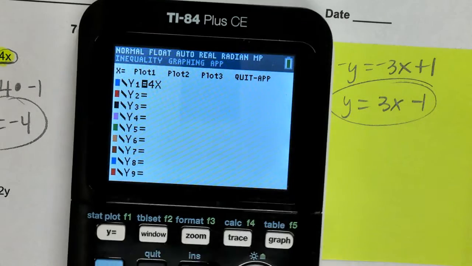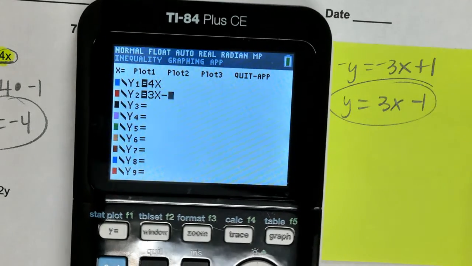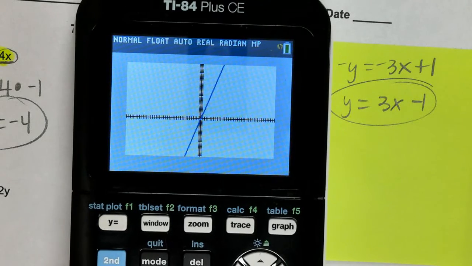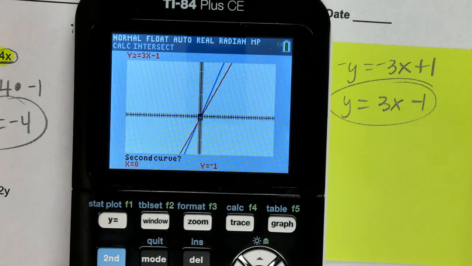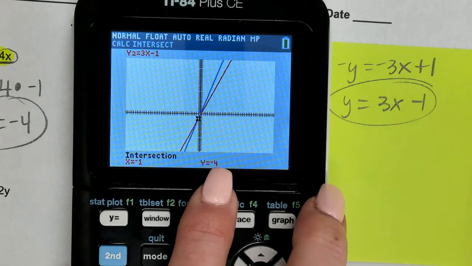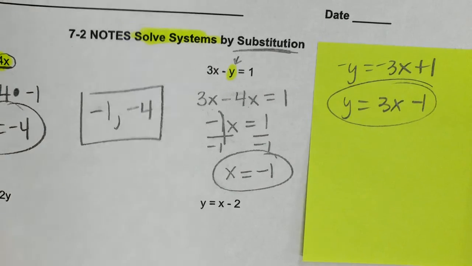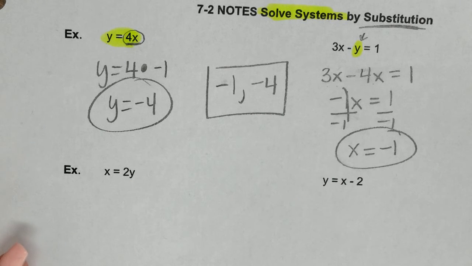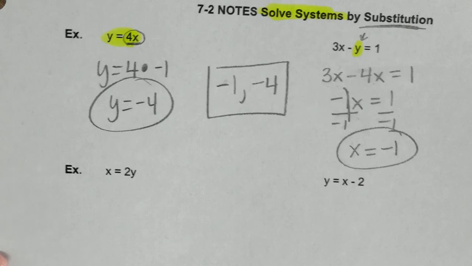I just rearranged that, right? This is just a way for you to check if you're worried. I could go to second trace, option 5, wait for it to graph, enter, enter, enter. Did I get negative 1, negative 4? Yes. So that is a way to check your answer if you're worried that what you did was wrong. Okay? Are y'all good? All right, go to example 2.